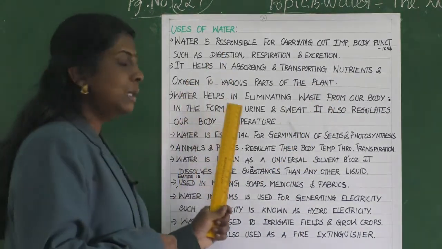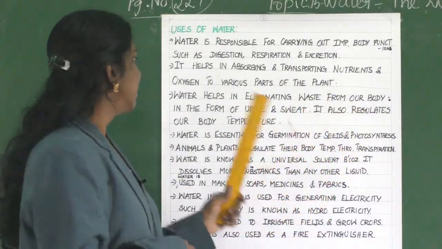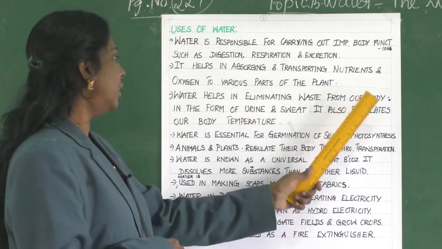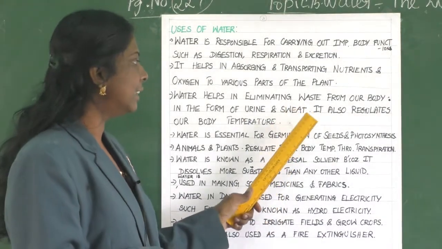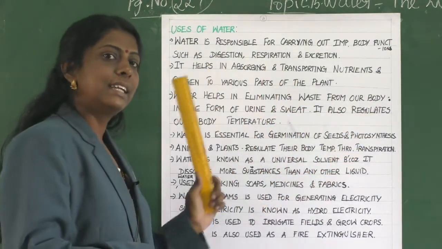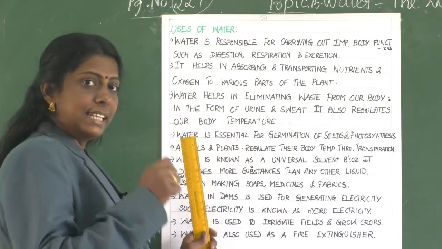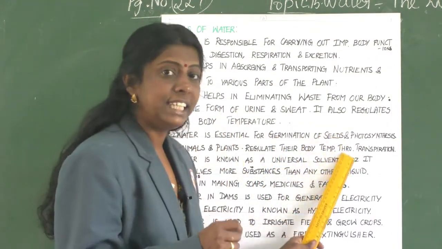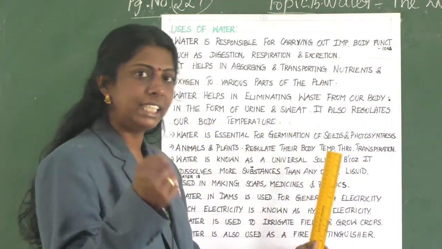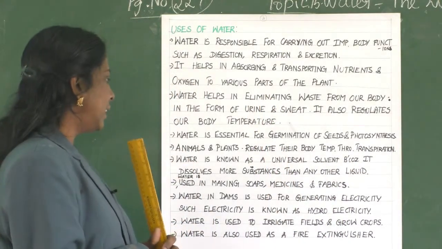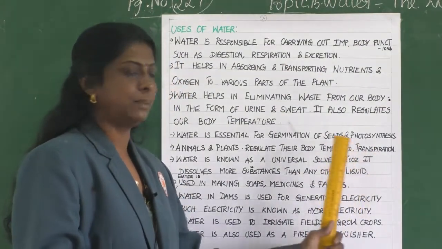Then water helps in eliminating waste from our body in the form of urine and sweat. It also regulates our body temperature. Clear? Then water is essential for germination of seeds and photosynthesis. Then animals and plants regulate their body temperature through transpiration.